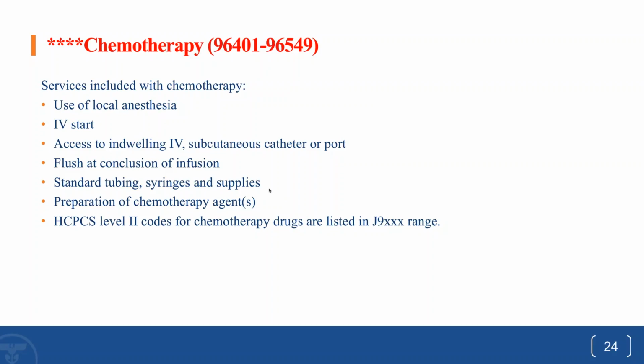Okay. And they just said if you have to administer a chemotherapy drug, remember again, it would be the J's. The J's are the drugs in your HCPCS codes. Usually they just ask about the amount of time.